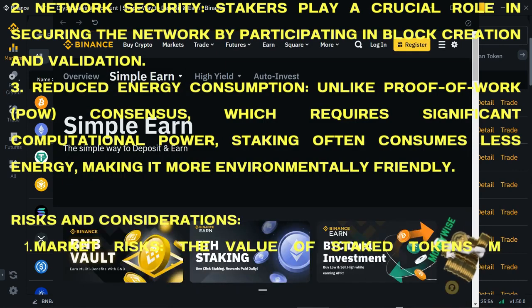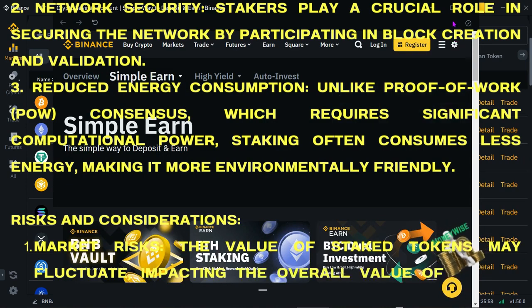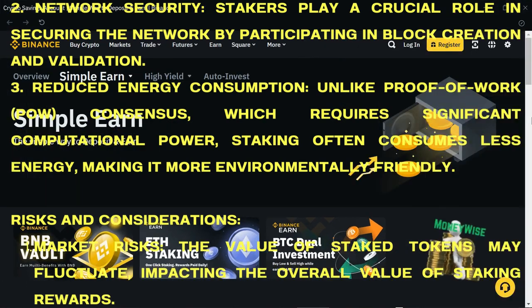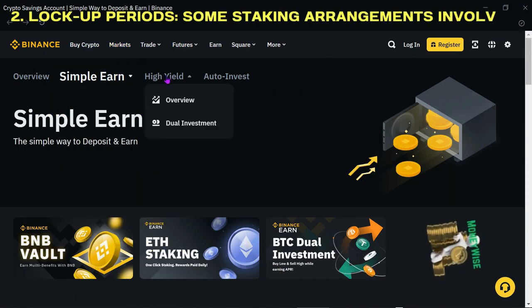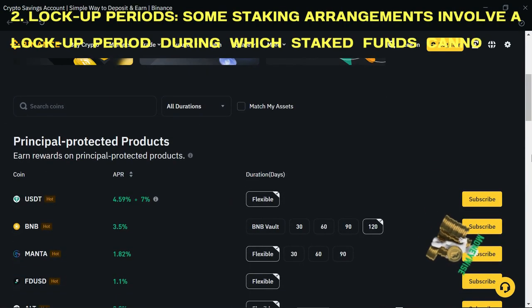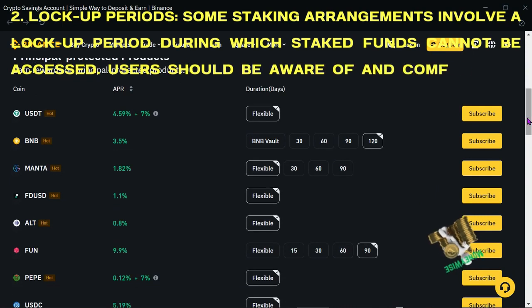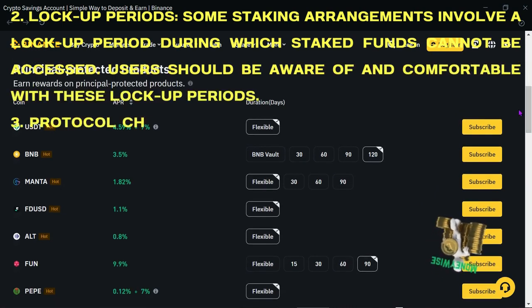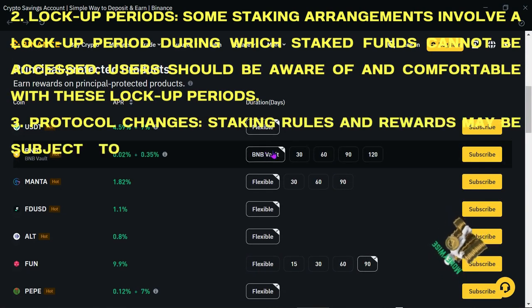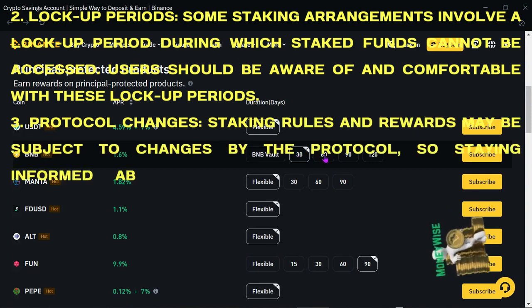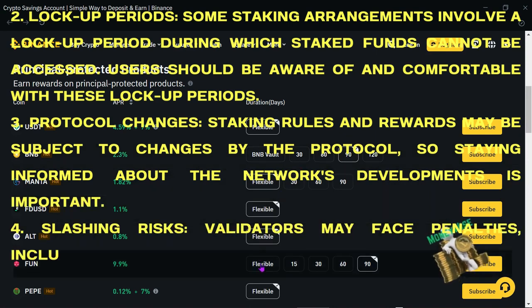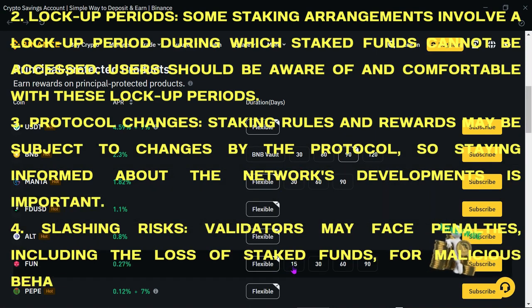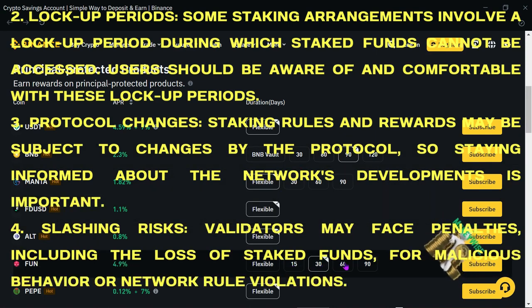Risks and considerations. 1. Market risks. The value of staked tokens may fluctuate, impacting the overall value of staking rewards. 2. Lockup periods. Some staking arrangements involve a lockup period during which staked funds cannot be accessed. Users should be aware of and comfortable with these lockup periods. 3. Protocol changes. Staking rules and rewards may be subject to changes by the protocol, so staying informed about the network's developments is important. 4. Slashing risks. Validators may face penalties, including the loss of staked funds, for malicious behavior or network rule violations.